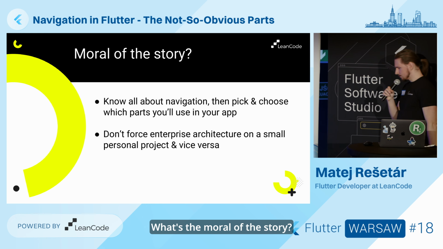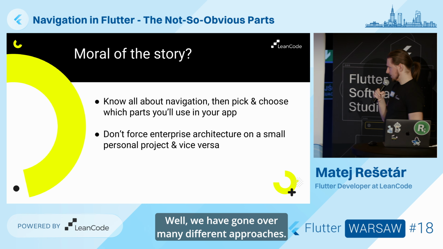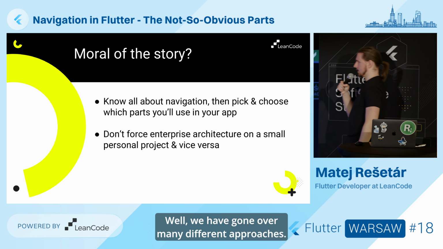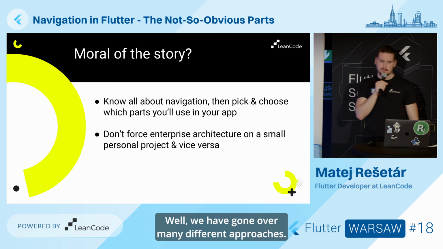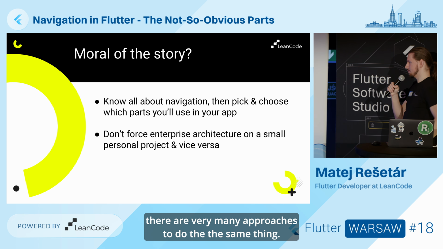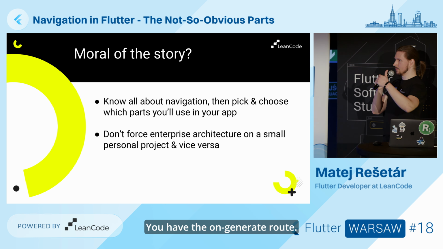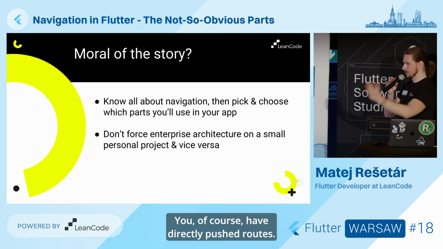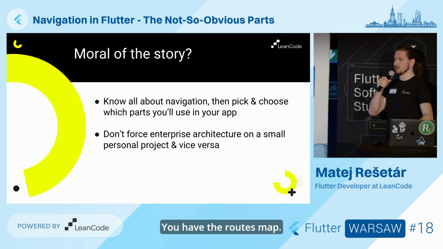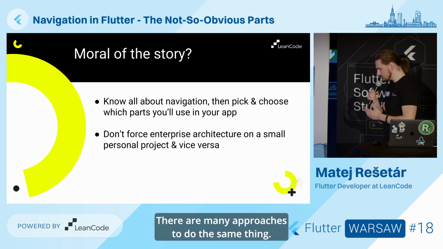So what's the moral of the story? What's the point of this short talk? Well, we have gone over many different approaches. In Navigator 1.0, there are very many approaches to do the same thing. You have onGenerateRoute. You, of course, have directly pushed routes. You have the routes map. Then we go to the declarative navigation with GoRouter. So there are many approaches to do the same thing.